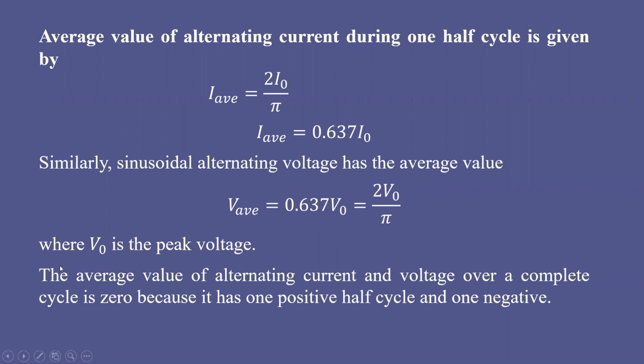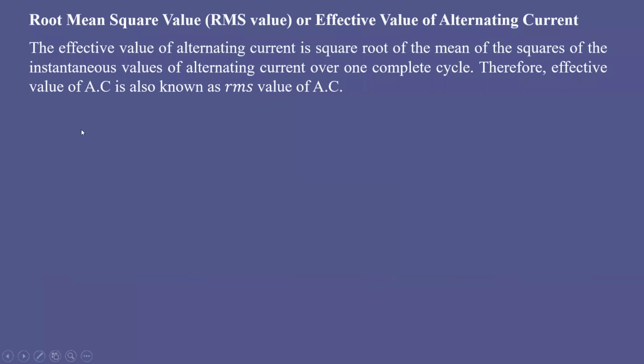The average value of alternating current and voltage over a complete cycle is 0, because it has one positive half cycle and one negative half cycle. If we calculate the average value of AC over one complete cycle, it is going to be 0. That's why we have to take the average value in a half cycle, because one half cycle is positive and the other half cycle is negative. So just remember that. These are the basic things.